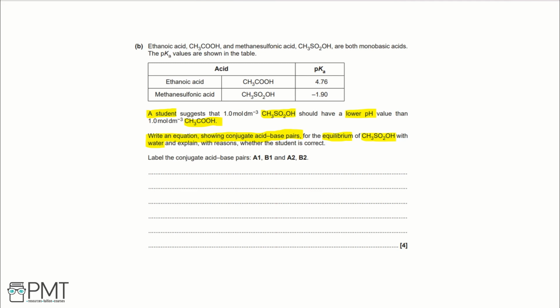And then we need to explain with reason whether the student is correct and label our conjugate acid-base pairs with these specific labels of A1, B1, A2 and B2. So let's start by writing out the equilibrium. If we start with methane sulfonic acid, CH3SO2OH plus water, and then we have our equilibrium arrow.